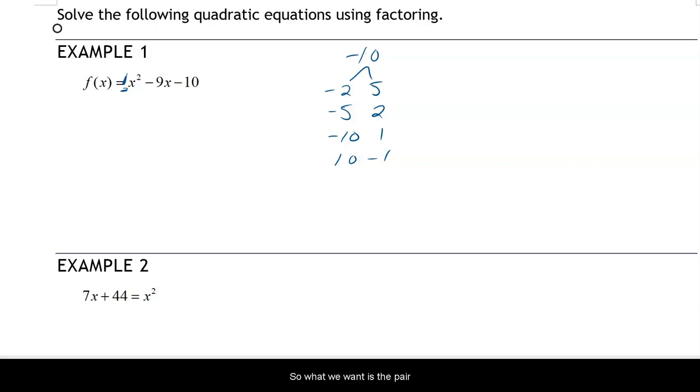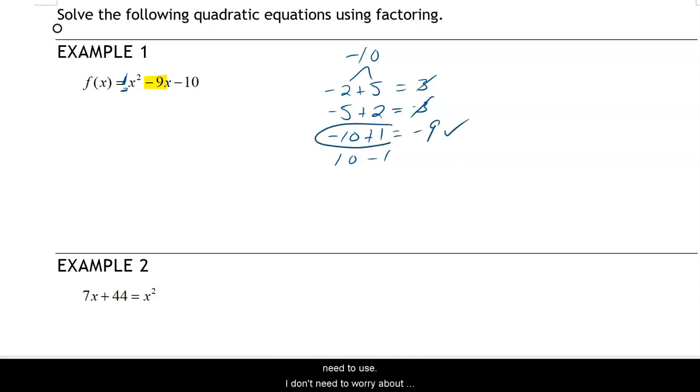Okay. So what we want is the pair that will actually add up to be that middle term, that negative 9 right there. Okay, so if I add that first set, I would get a positive 3. Well, that one's not going to work. If I add that next set, I get a negative 3. Not going to work. If I add negative 10 plus 1, that does give me my negative 9. So that is the pair I'm going to need to use. I don't need to worry about that bottom one. I've already got the pair I need.